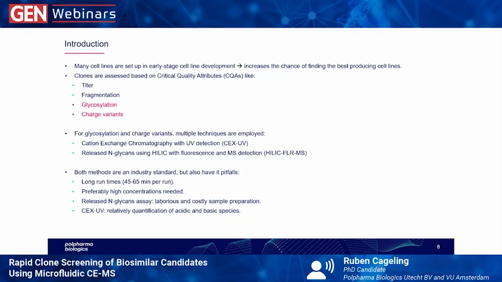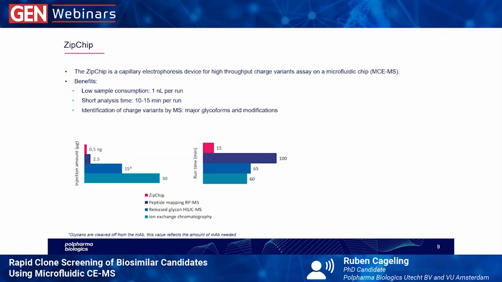So we came up with the question: what if we can determine the glycosylation profiles and the charge varieties in one analysis of these clones, and also identify what these charge varieties actually are? This is where in Polpharma we employ the ZipChip. The ZipChip, as already discussed, is a capillary electrophoresis device, and it really helps us to do high throughput charge variant analysis on a microfluidic chip. That's also why I sometimes call this MCE-MS.